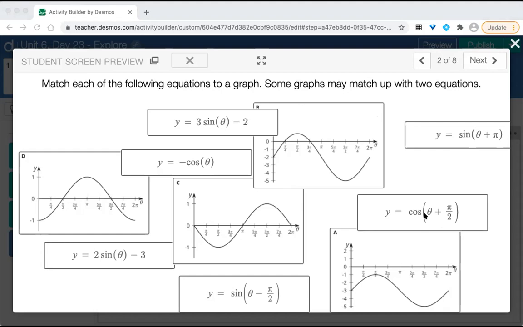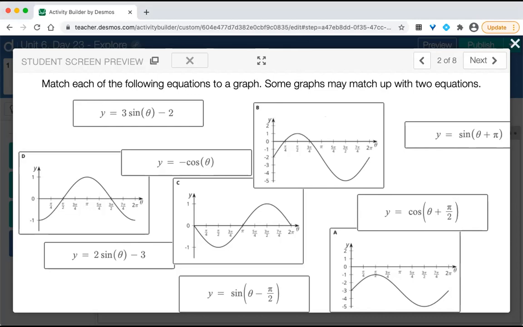Another way that students might complete this matching is to identify the maximums and the minimums of the graphs and trigonometric functions, right? So they might already notice, with 3 sine theta minus 2, what the maximum and the minimum are, and that might help them figure out what graph it matches with.